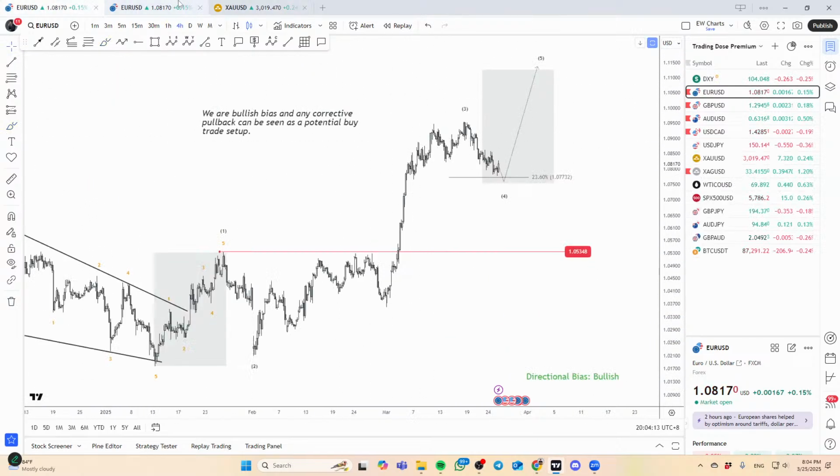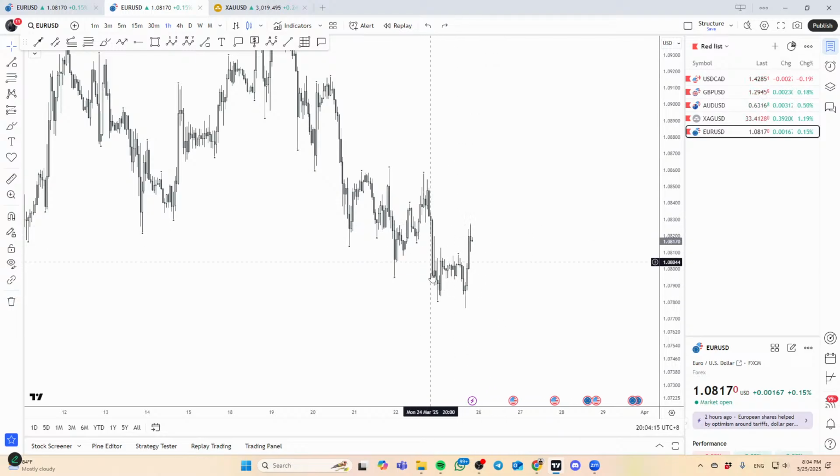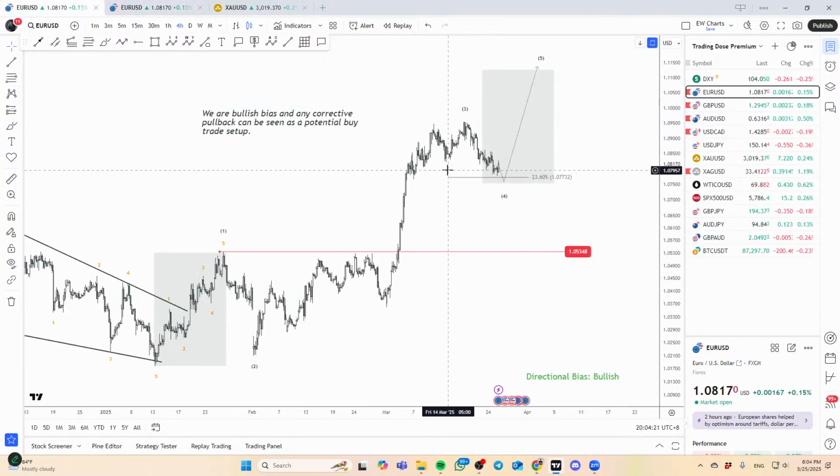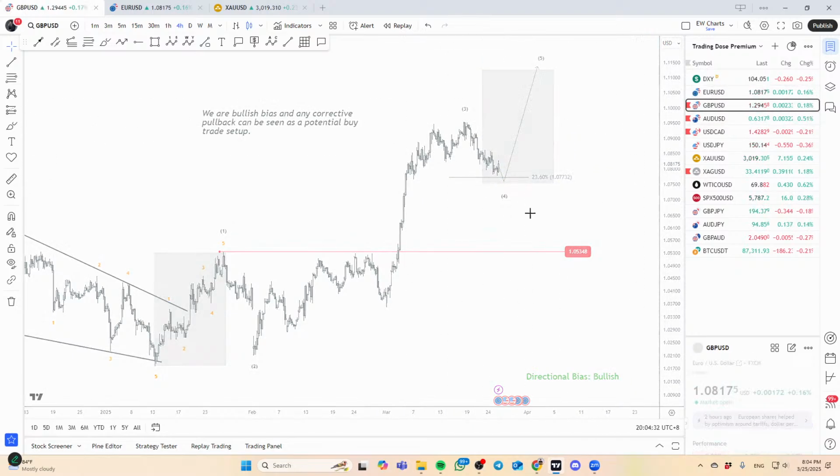It's really up to the individual, okay? But for me, I probably won't take this setup for now. I'll personally be a little bit more patient to actually take the buy trade, right? So I'm not going to be rushing into that as of what we're seeing today. So that's the take on euro.